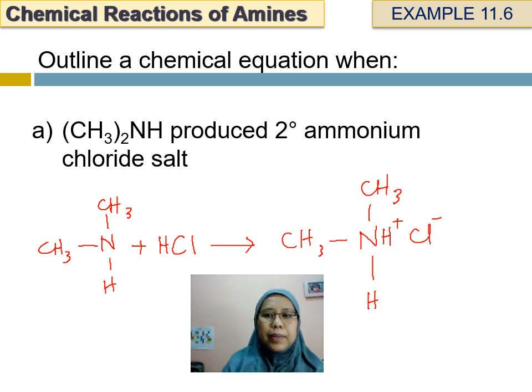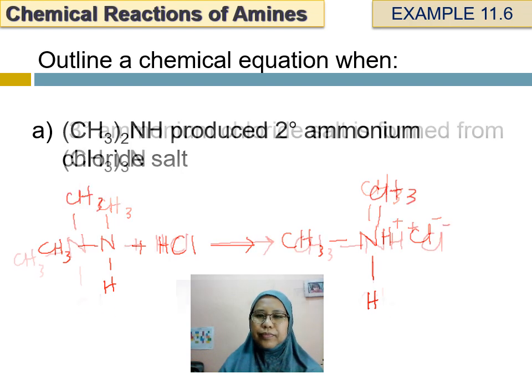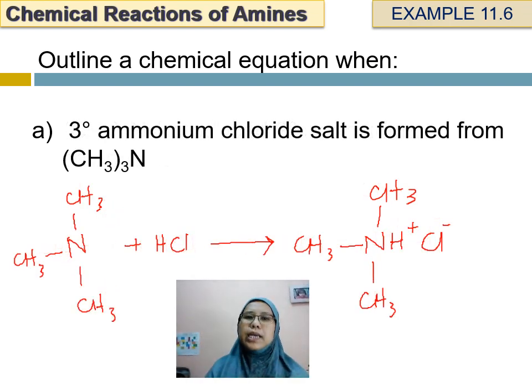The second example is a secondary amine. Here we have 2 R, 2 methyl groups, and the 2 methyl groups are going to be attached to N, whereby N here is forming a secondary ammonium chloride salt. So when we have tertiary amine, it has 3 R. So all of the 3 R's are going to be bonded with nitrogen, and this compound is called tertiary ammonium chloride salt.